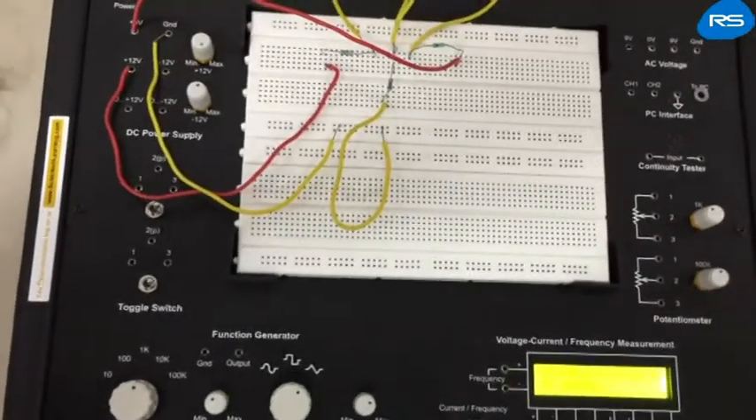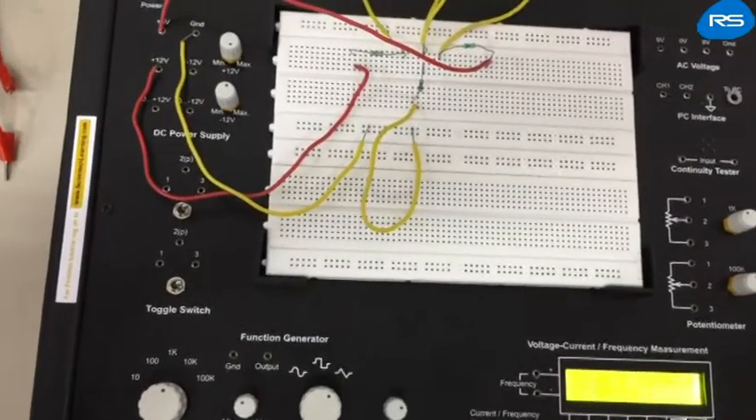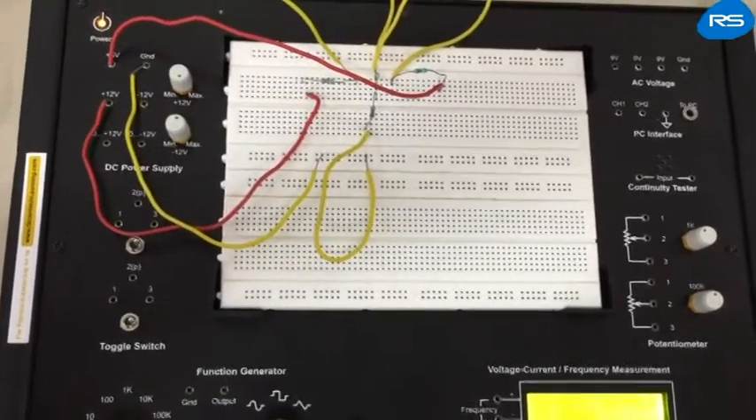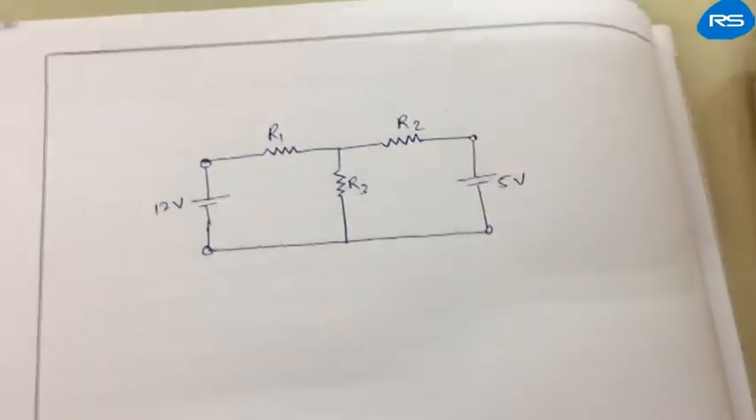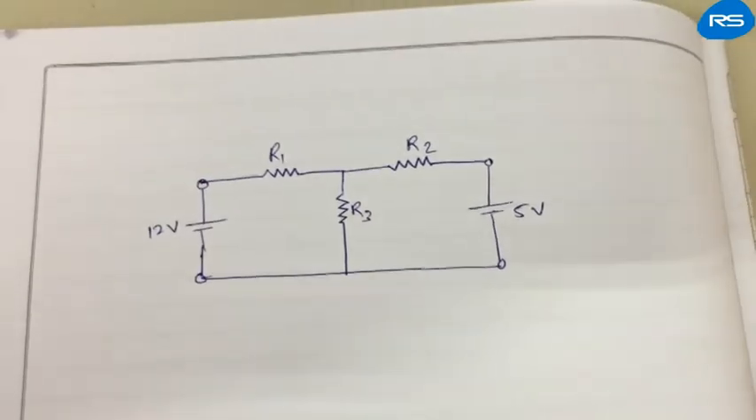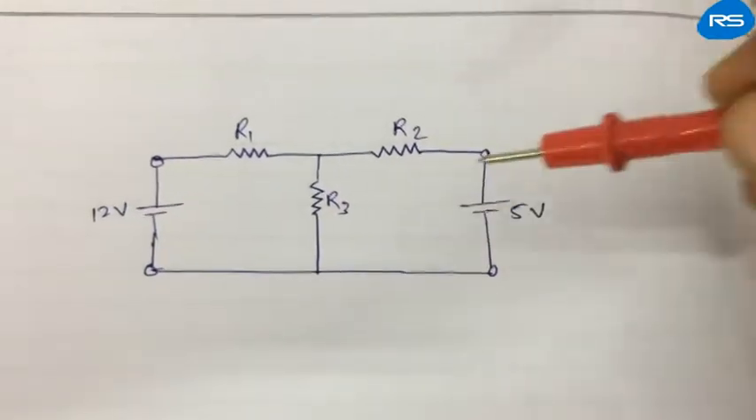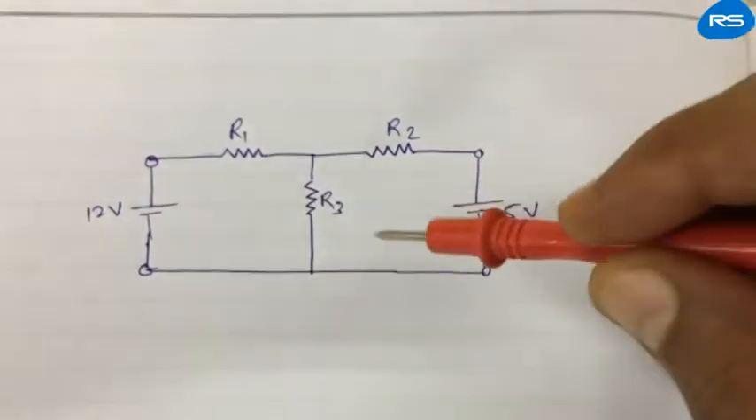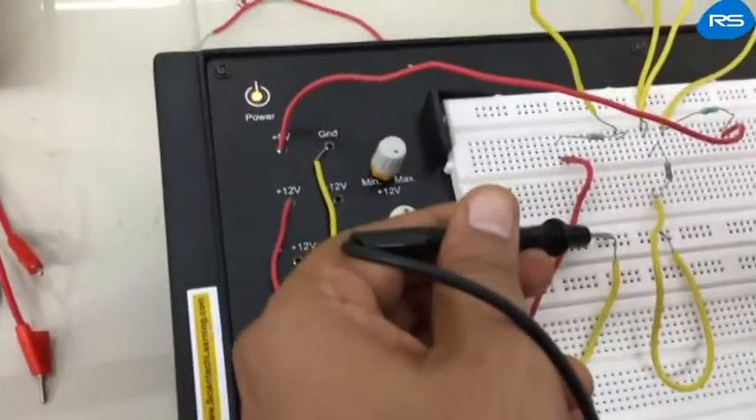Now in order to verify this, we have to measure the voltages across various elements of the network, as the circuit itself shows that we have two different loops, loop number 1 and loop number 2. So we'll measure the voltage across these resistors and we'll find that the sum of the total voltage around the loop must be equal to 0.